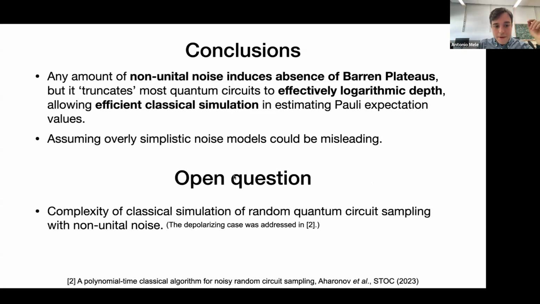Okay, and the open question is to understand the complexity of classical simulation or random quantum circuit sampling with non-unital noise. In this other paper, presented also at QIP, it was shown how to do sampling from random circuits with depolarizing noise. And in our paper, we show that for arbitrarily deep non-unital noise random circuits, you can efficiently classically simulate the Pauli expectation value estimation. However, a stronger notion of simulation is sampling, and that's still an interesting open question.